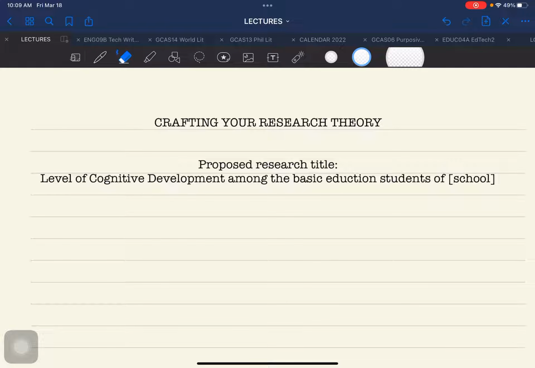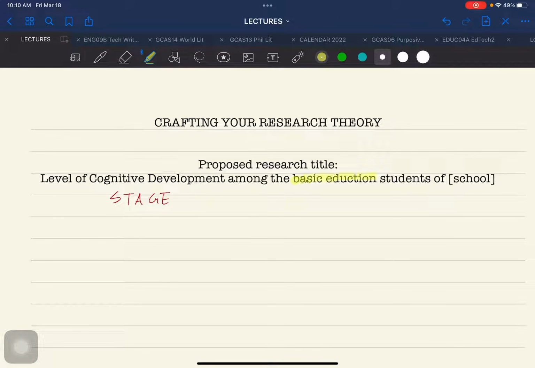So let's start. Now, in crafting your research theory, you start by identifying a problem or an issue that you want to investigate. In this case, based on this proposed research title, I would like to identify the level of cognitive development in terms of specific stages. What particular stage in terms of cognitive development do these respondents have? Okay? For basic education students.